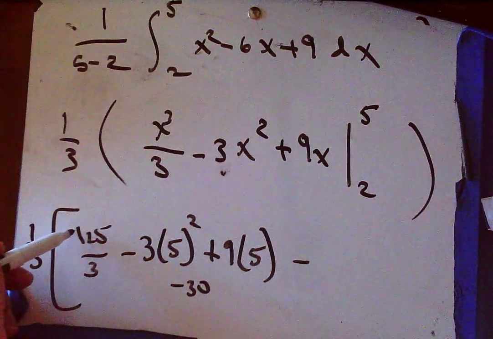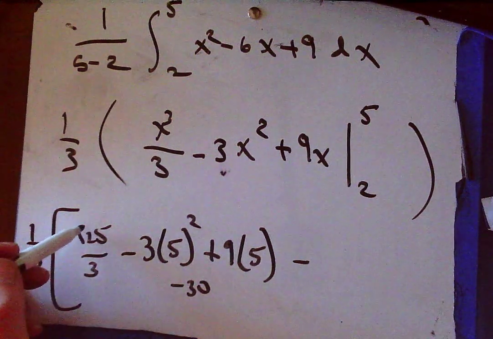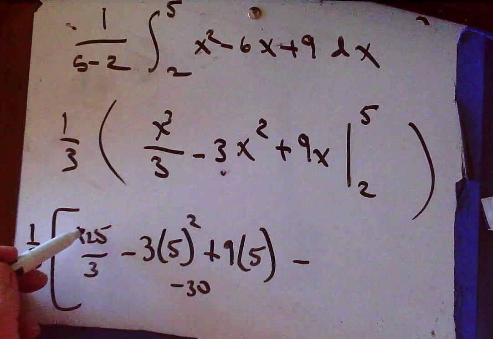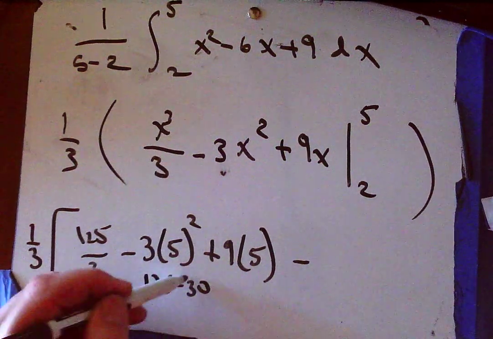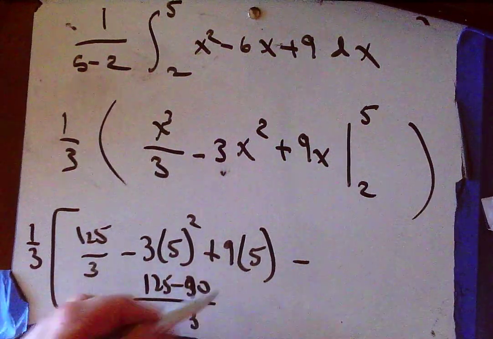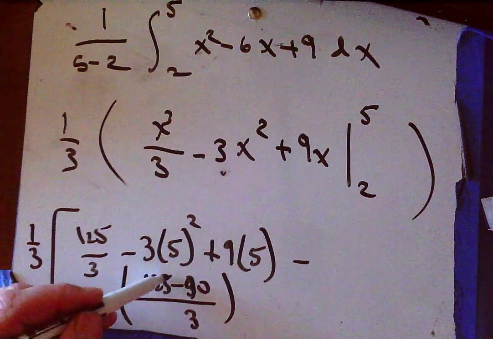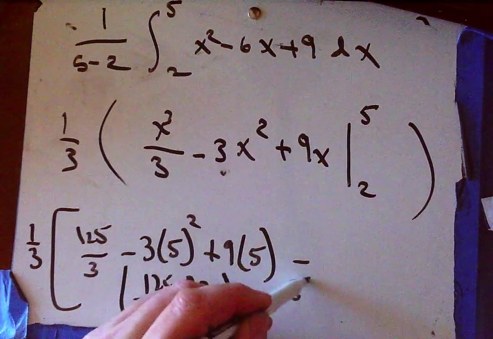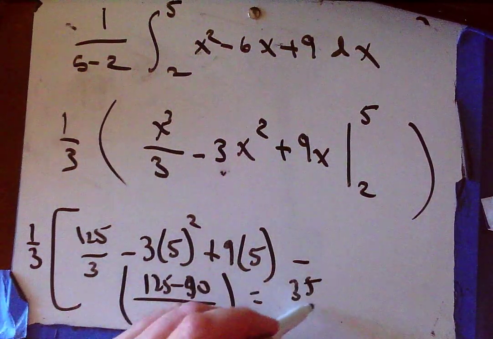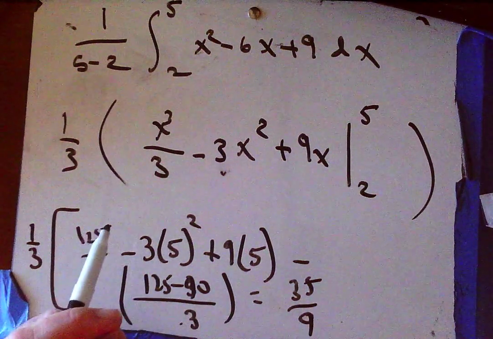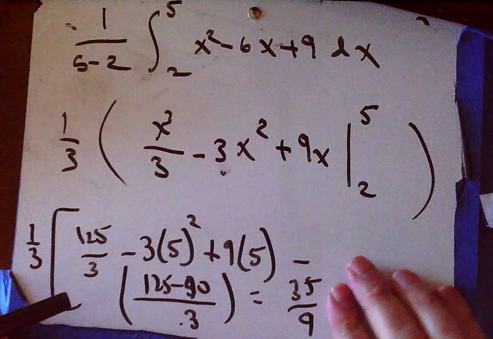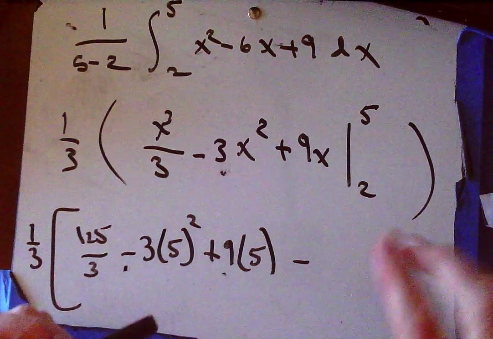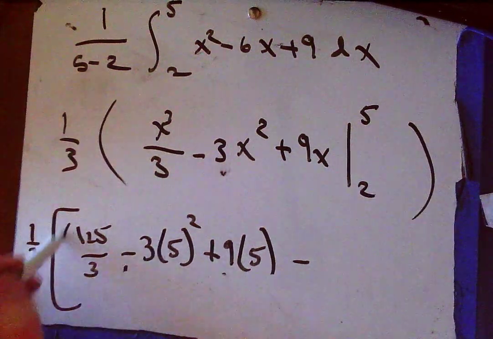And here we have 90. 125 minus 90 over 3. It's 35 over 3 times 3, 49. That is also not 1. Oh, duh. I didn't actually plug in the 2.